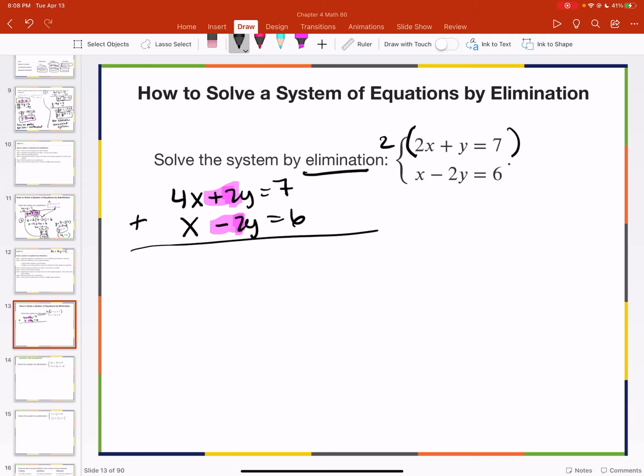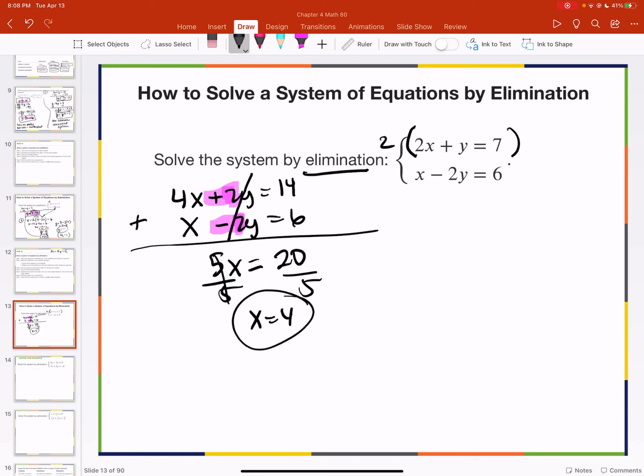If I do that, what's going to happen to the y's? They're going to be, wait for it, eliminated. Yes, so 5x is equal to, and here you have 7, wait a second. I messed up here. This is 14, right? Because we're multiplying everything, so this is 14. Sorry about that. 14 plus 6 is 20. 20 divided by 5, we get x is equal to 4.